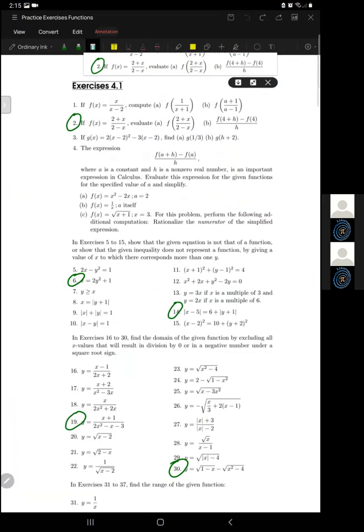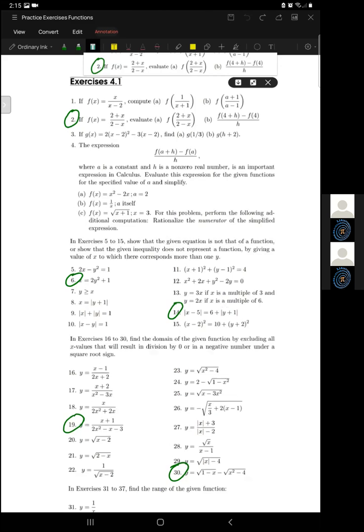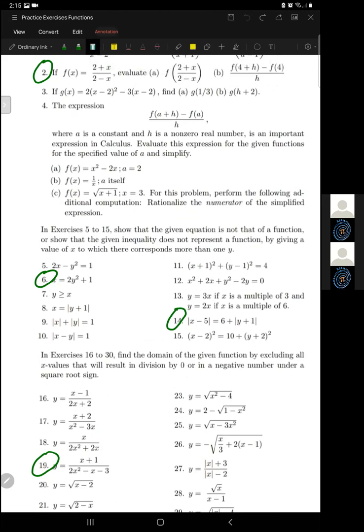Okay, so there are other practice exercises there which you can try. Numbers 1 and 3. Okay, and I'll proceed to the next set of exercises there, 5 to 15. For these exercises, okay, you are to show that the given equation is not a function. Not a function.